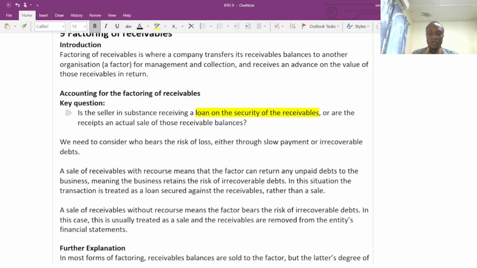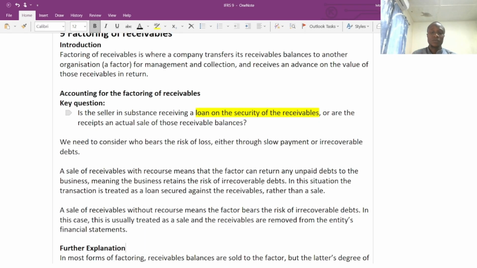Now let's understand the concept. A sale of receivable with recourse means that the factor can return any unpaid debt to the business. If that is the case, it means the business retains the risk of irrecoverable debt. In this situation, the transaction is treated as a loan secured against the receivables rather than a sale.